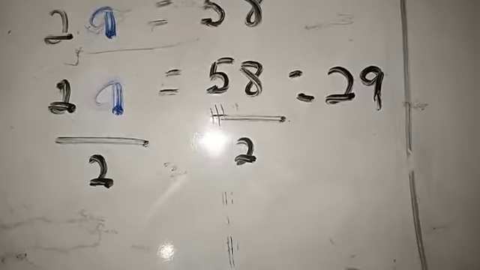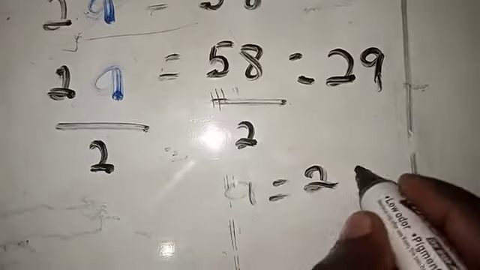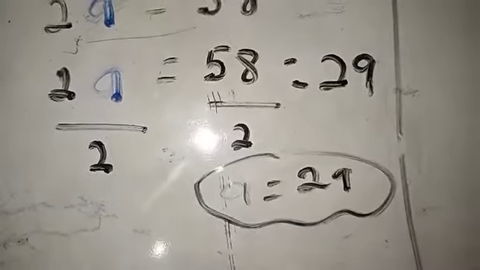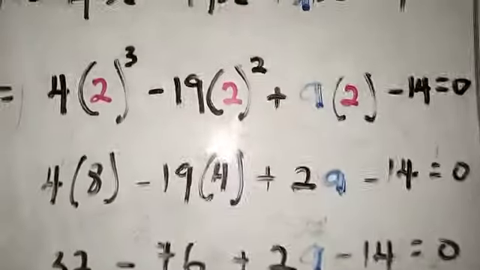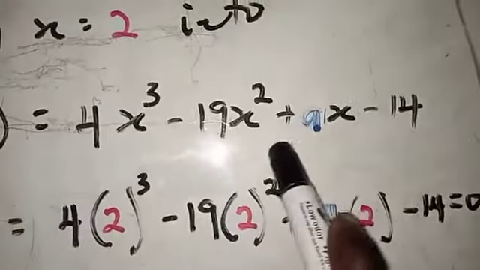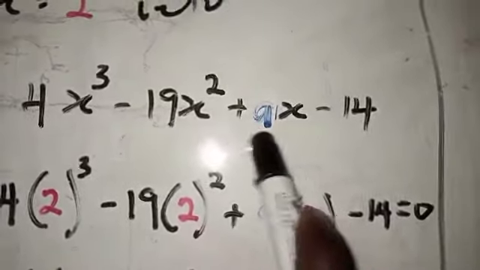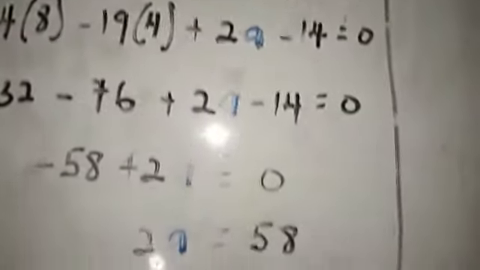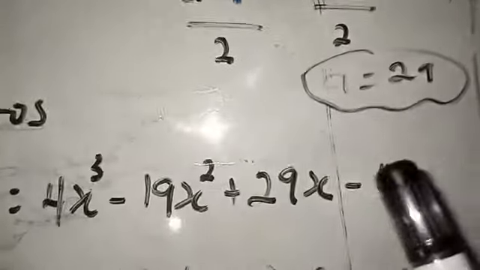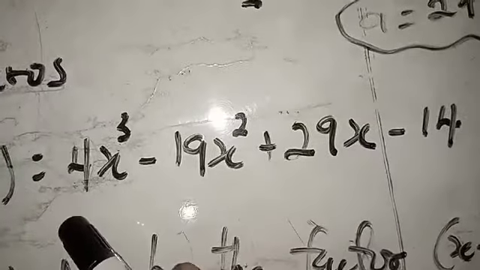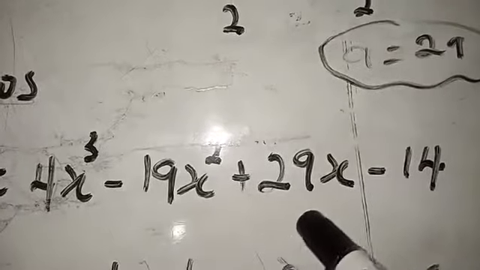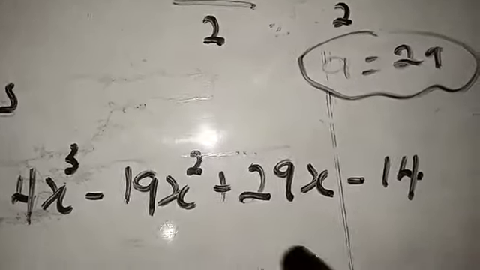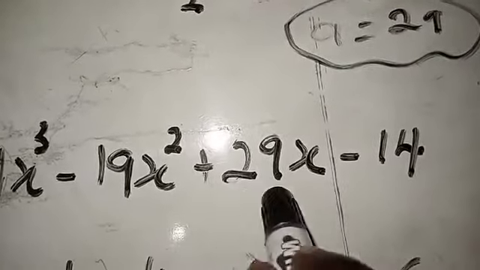So that's what the question is: we should find a. So a is equal to 29. Wherever you see the a in the polynomial function, we are going to put 29 there. Is that okay? Now, this is what our new polynomial will look like: 4s^3 minus 19s^2 plus 119s minus 14. This is where we had the a.